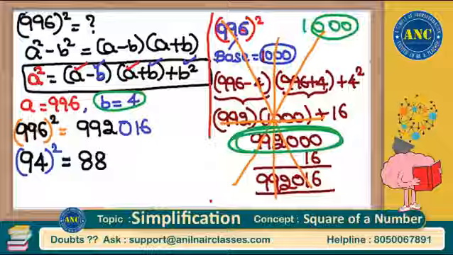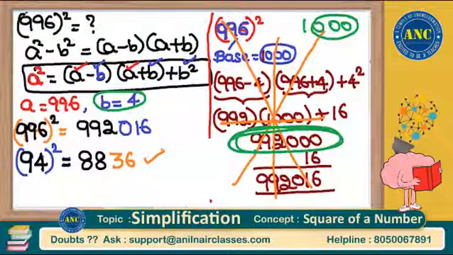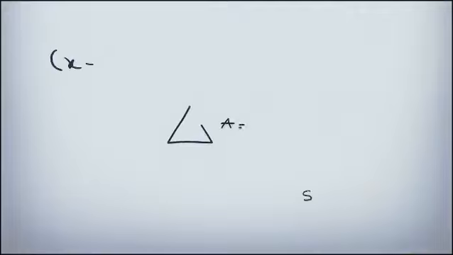Write down that 88. Base is 100, which has 2 zeros. That means after 88 you should actually write 2 zeros, but don't write them. The b value is 6. 6 square is 36. Instead of writing 2 zeros, write down 36. Same answer we got by using a plus b whole square.